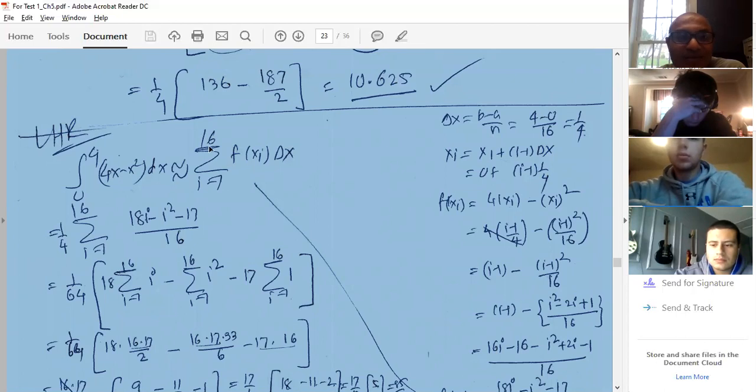Okay, so left hand rule, 4x minus x square is approximated by summation f of xi delta x. f of xi is given by x i minus 1 plus delta x. This is i. This is i, please.